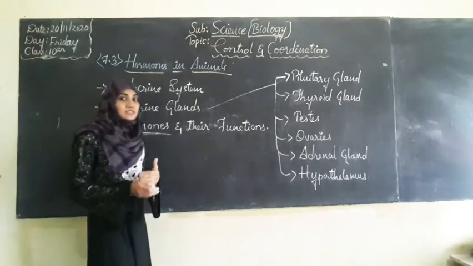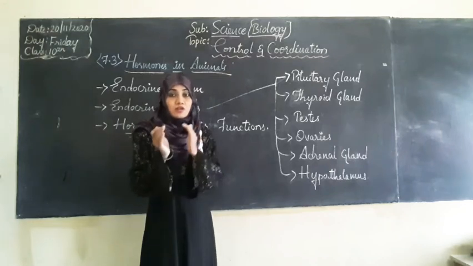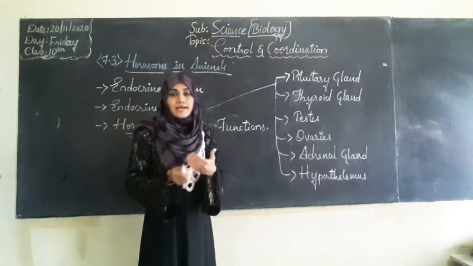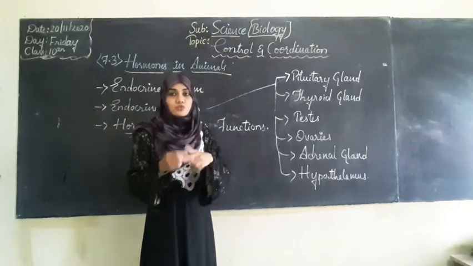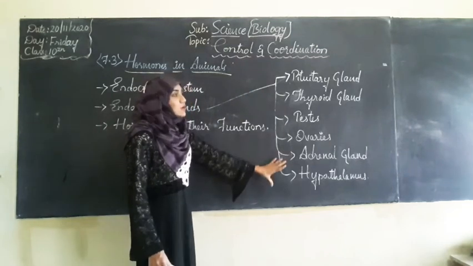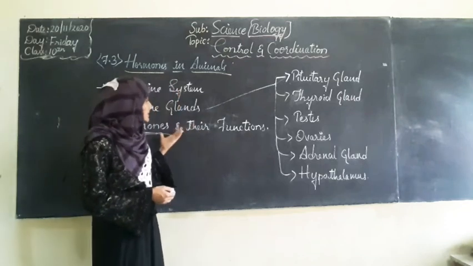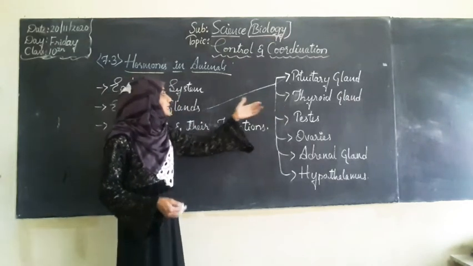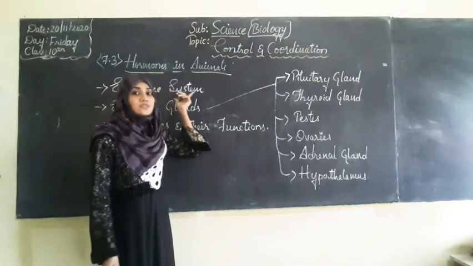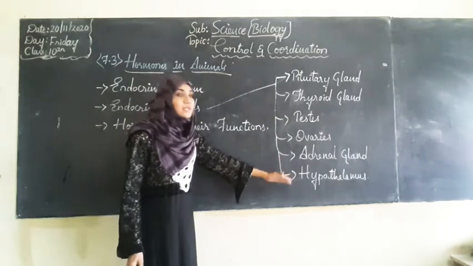Just as the organs which are involved in digestion together make up the digestive system, and the parts which are involved in respiration together make up the respiratory system, similarly the glands which perform a similar function by releasing hormones together we consider as the endocrine system. So this endocrine system consists of several endocrine glands.